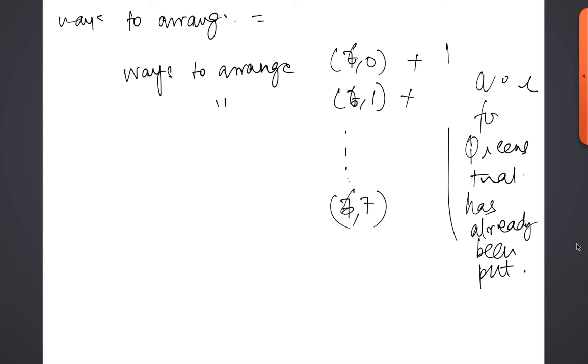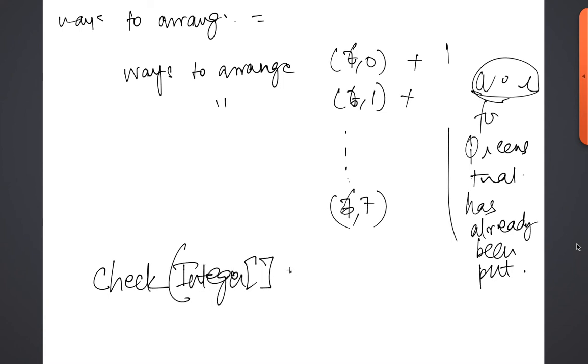So in essence, with that in mind, let's say we have a method called check, which takes in the number of columns, the row number, and the column number.